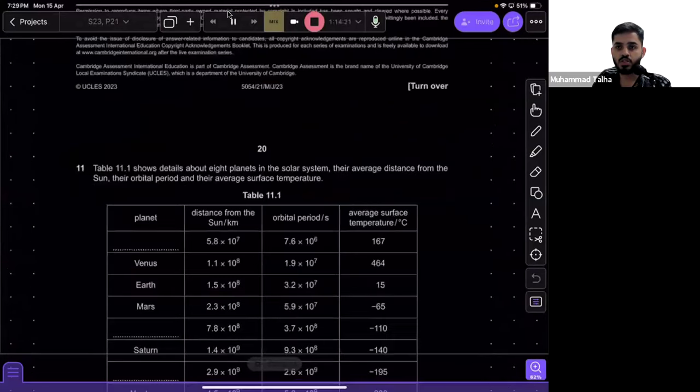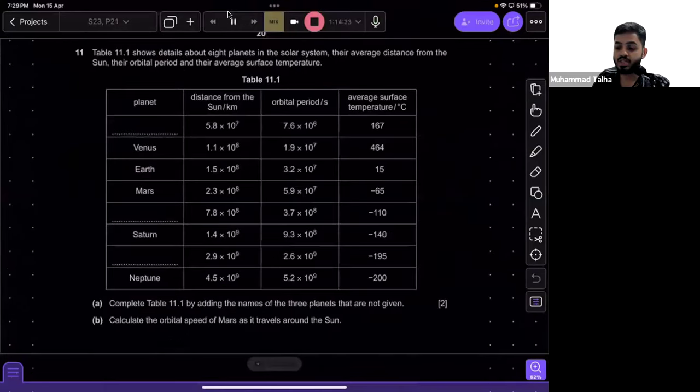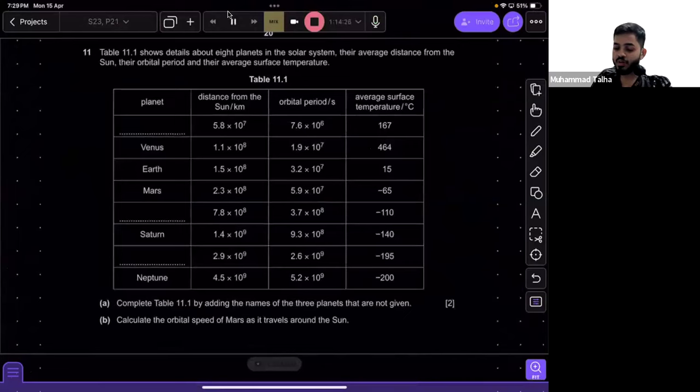All right, last question is space physics. 11.1 shows details about 8 planets in the solar system: average distance from the sun, the orbital period, and their average surface temperature. Complete 11.1 by adding the names of the 3 planets that are not given, right?